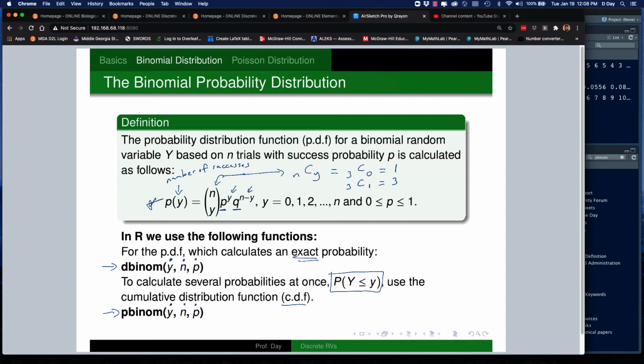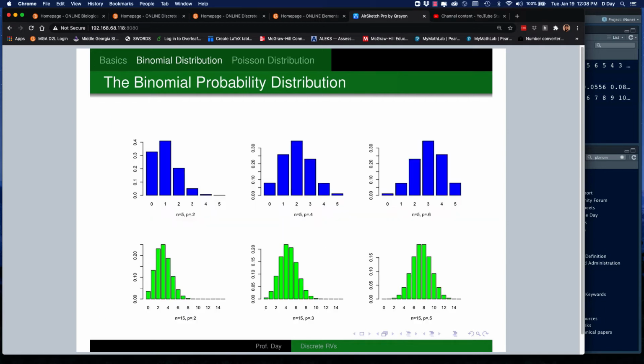Okay. I'm going to go a little bit more into pbinom here in just a second because I think it's important. But before we do that, let's talk about the binomial distribution and what really affects how the distribution is laid out. In other words, what structures its shape. I'm going to talk mainly about this first row here. I chose my number of trials to be 5 for all 3 of these graphs, and all I changed was the probability of success in each one. I went from 0.2 up to 0.6.